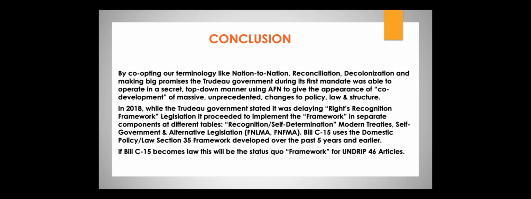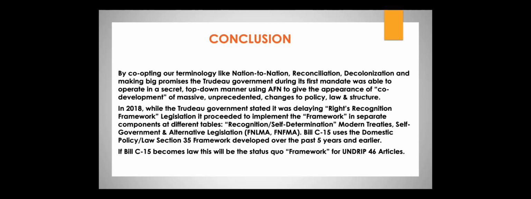So the Trudeau government has co-opted our terminology since 2015: nation to nation, reconciliation, decolonization. And over the last 5 years, the Trudeau government has operated in a secret, top-down manner, using the Assembly of First Nations and the other national Indigenous organizations to give the appearance of co-development of massive, unprecedented changes to policy, law, and structure. I haven't gone through all of that, but I put together a chronology to show what they've done over the last 5 years, changes they've made without consulting the rights holders on the ground.